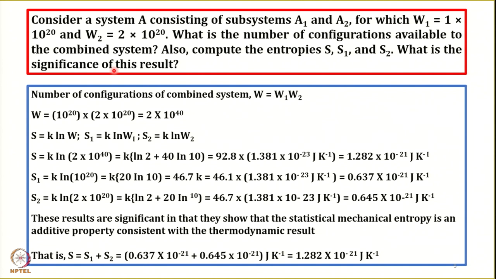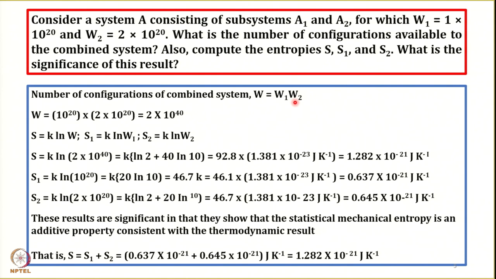So, what is given to us is a system A which consists of two subsystems A1 and A2. And there are corresponding weights. We can write W for A, W1 for A1, W2 for A2. Similarly, S for A, the combined system A1 and A2, that is A, and S1 for A1 and S2 for A2.